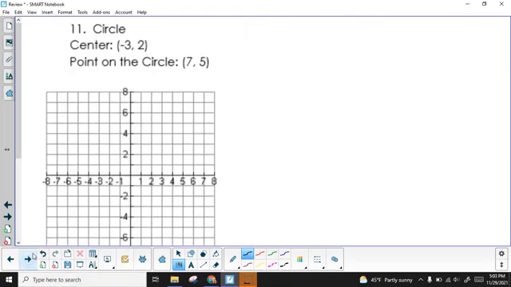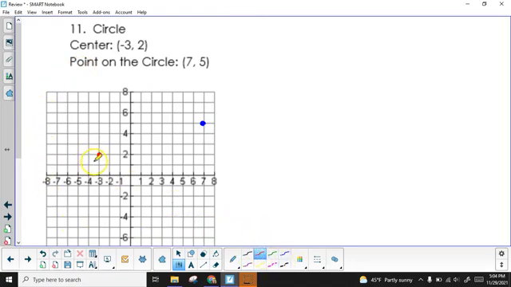Moving on to number 11. This is a circle. The center is (-3, 2), and a point on the circle is (7, 5). Okay, the center is at (-3, 2), and a point on the circle is (7, 5). This is a big circle. If we try to draw the circle, it wouldn't fit on here.